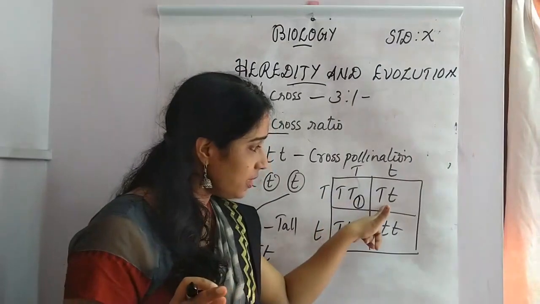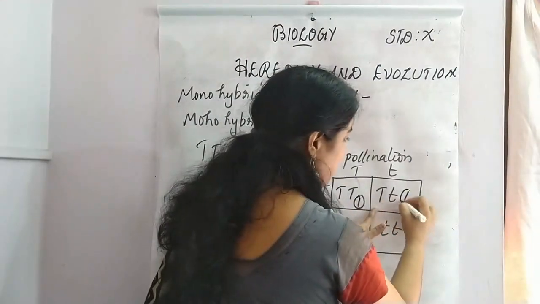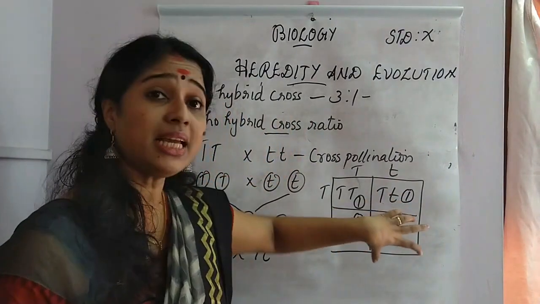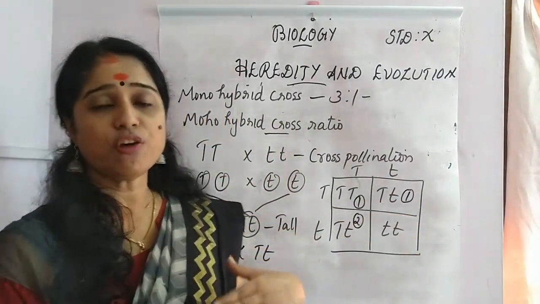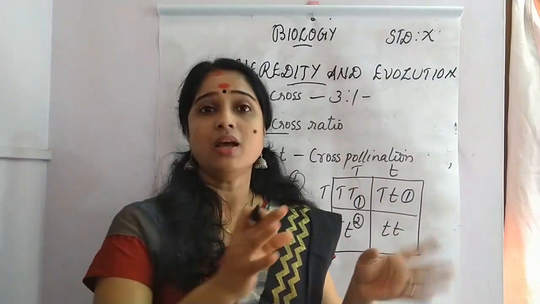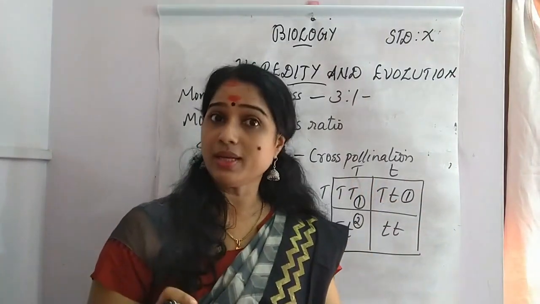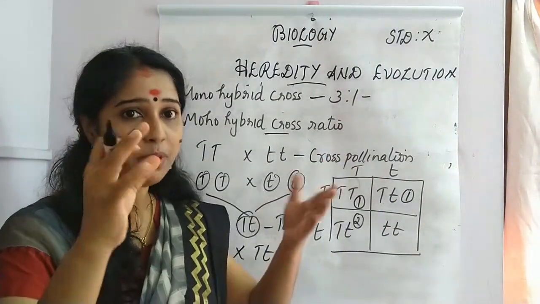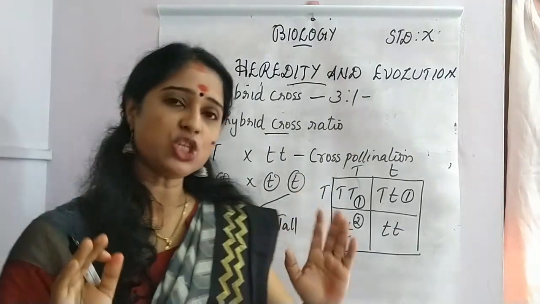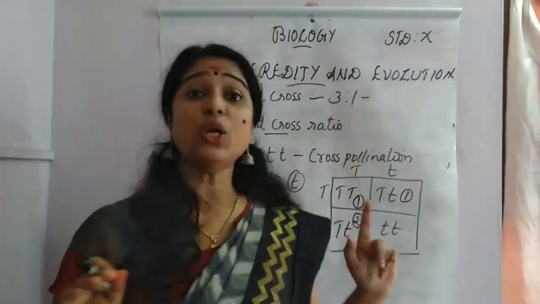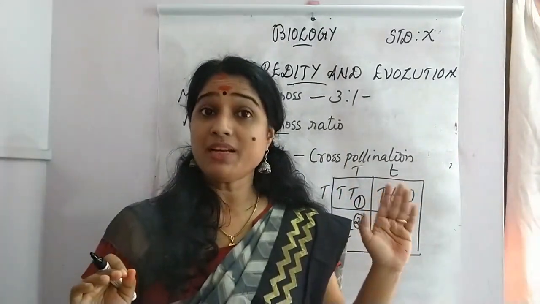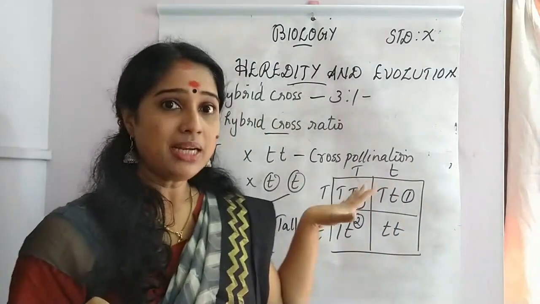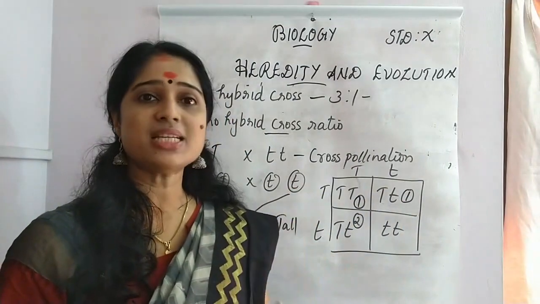And just observe this. It's a combination, right? Capital T, small t and capital T, small t. They are the intermediate. They have the combination of both. One dwarfness trait is there, along with that one tallness trait is also there. That doesn't mean that they appear to be short. They appear to be tall because here tall is the dominant trait. If it appeared to be dwarf, then you should understand that dwarf is the dominant trait. But here, which is the dominant trait? Tall is the dominant trait.